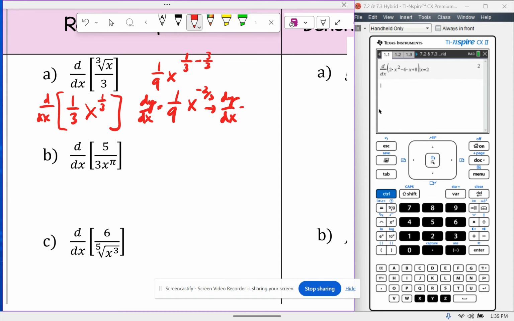dy dx is equal to, okay, so I'm going to have 1/9 times, who's feeling brave? What can we do for this guy? Cube root of x squared. Good job.